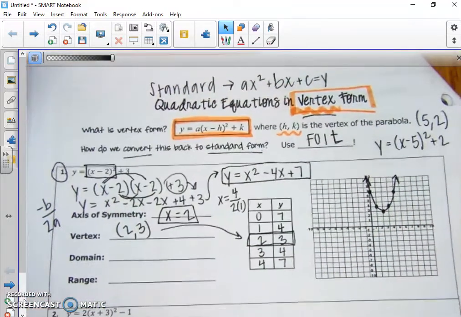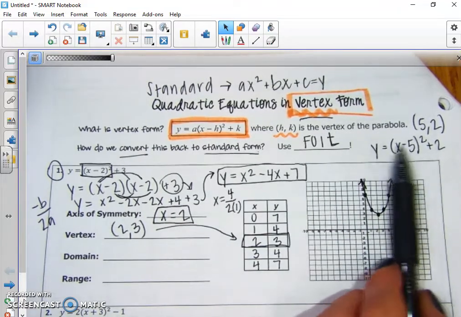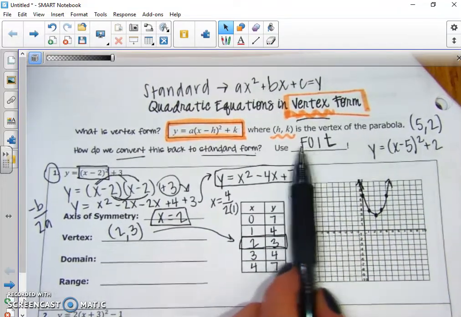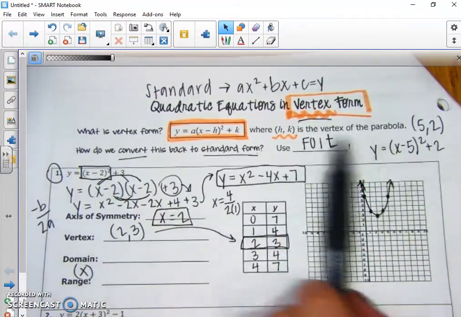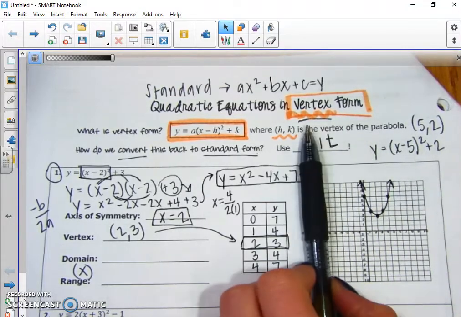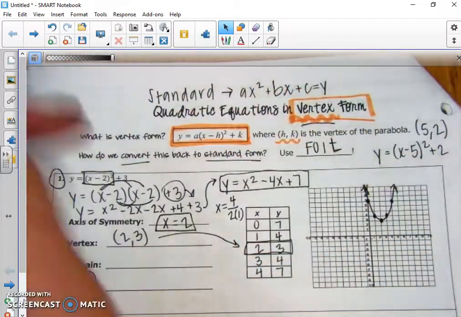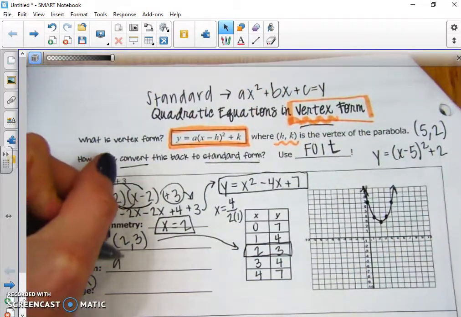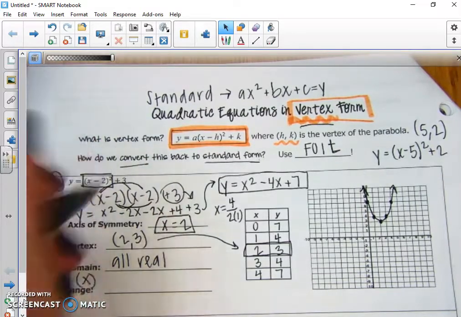There's our vertex. So what's the domain? Remember, the domain is the set of all the x values that this graph goes over. So the graph continues to move left and it continues to move right. If it's continuing in both left and right directions, it's going to be all real numbers. You're going to notice that in all of the examples we see, the domain is always all real numbers.